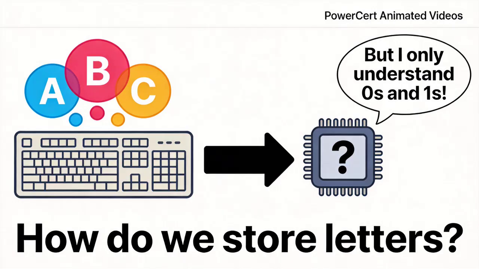Okay, so computers love zeros and ones. But what about text? When you type the letter A on your keyboard, how does the computer know it's an A and not a B or a Z? The computer has no natural concept of letters or symbols. It only understands numbers. So someone had to come up with a clever system, assign a unique number to every single character. And that's exactly what happened.